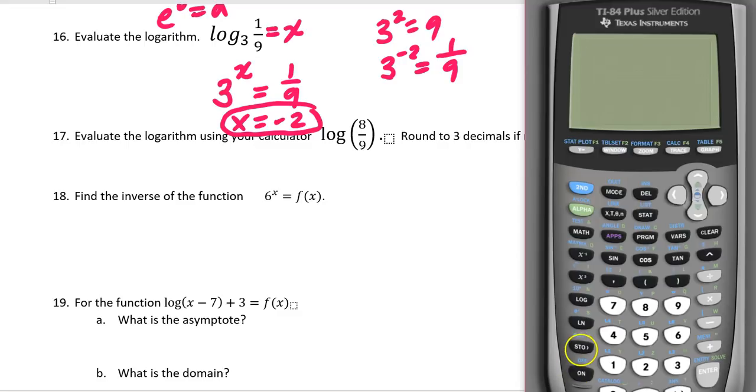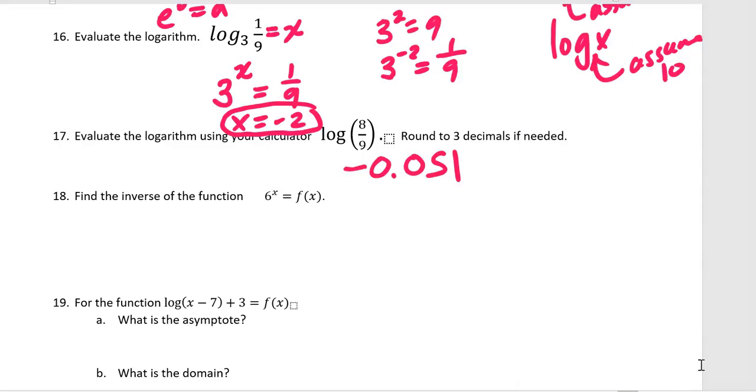Number 17, evaluate the logarithm using your calculator, log of 8/9. So here we go. We're going to say log, and make sure you open the parentheses. You're going to say 8 divided by 9, and make sure I close the parentheses before I hit enter. Now for these, I usually say round to 3 decimals, so it's going to be -0.051. That wasn't hard.